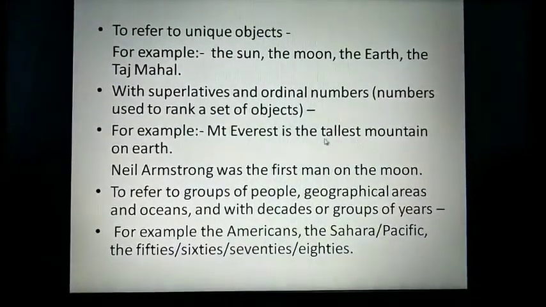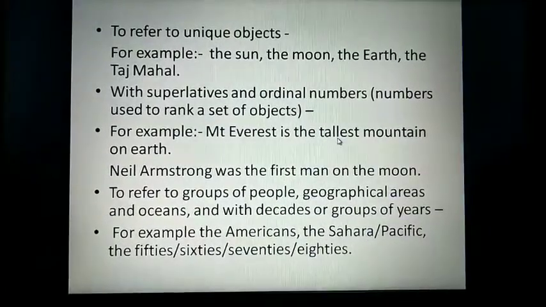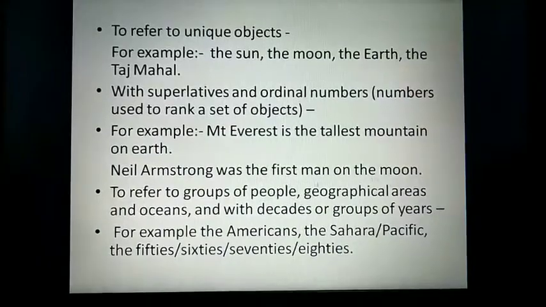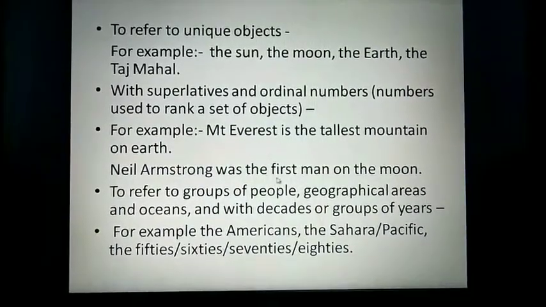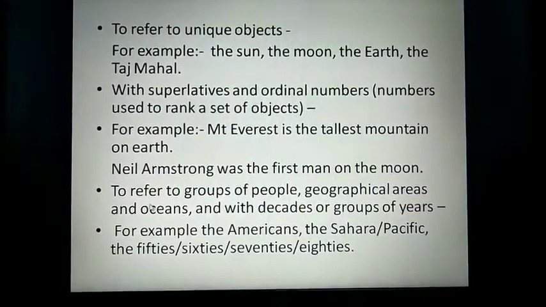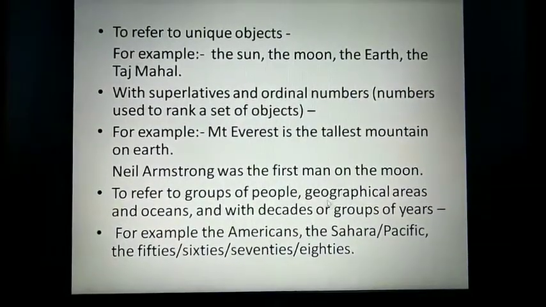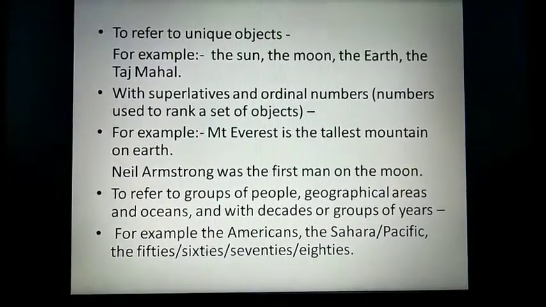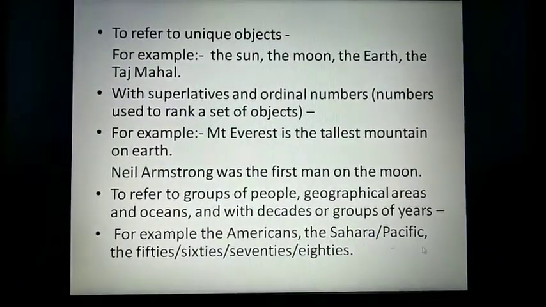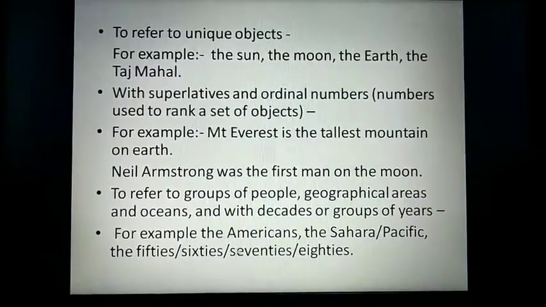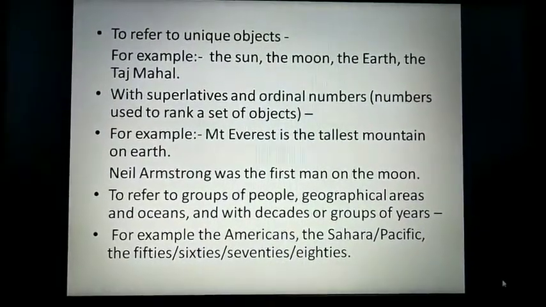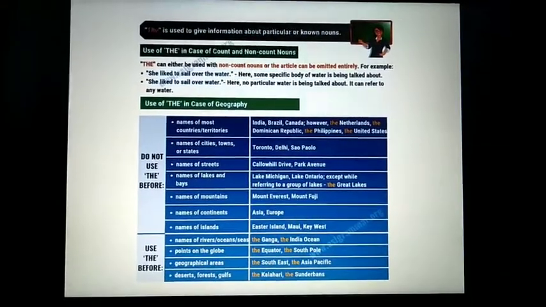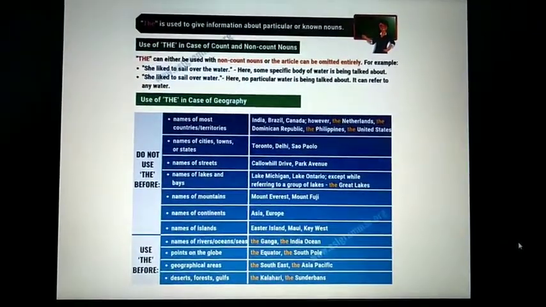Here we are using the superlative degree of the adjective. Neil Armstrong was the first man on the moon. Here we are using an ordinal number. To refer to groups of people, geographical areas and oceans, and with decades or groups of years. For example, the Americans, the Sahara, the Pacific, the 50s, the 60s, the 70s, the 80s, etc. Here our definite article is explained to you in a tabular form.